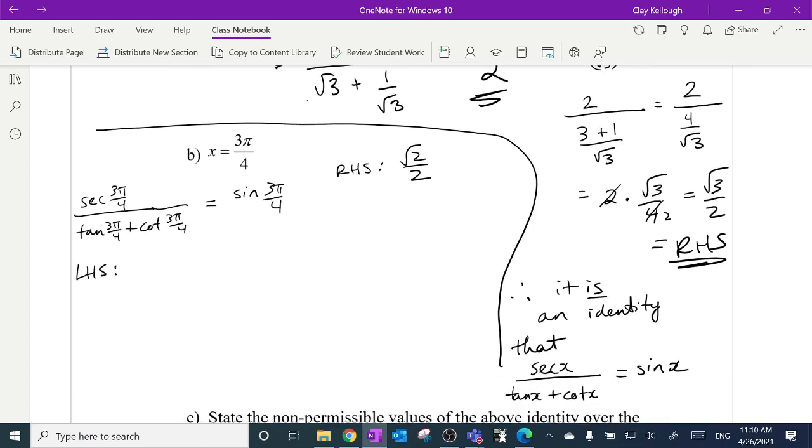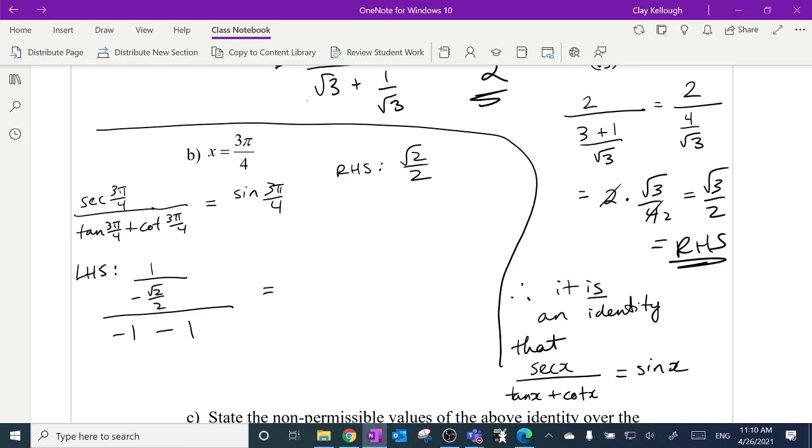So the secant of 3 pi by 4 is 1 over root 2 over 2, the cosine value. Oh, wait a minute. Sorry. It's a negative. Cosine of 3 pi by 4 is negative, because cosine is negative in quadrant 2. All over. Tangent of 3 pi by 4 is negative 1. Cotangent of 3 pi by 4 is just the reciprocal of tangent. But luckily for me, the reciprocal of negative 1 is still negative 1.